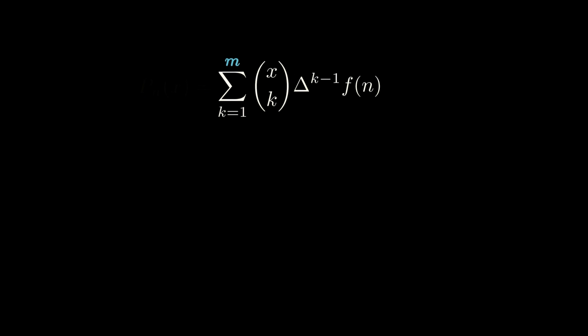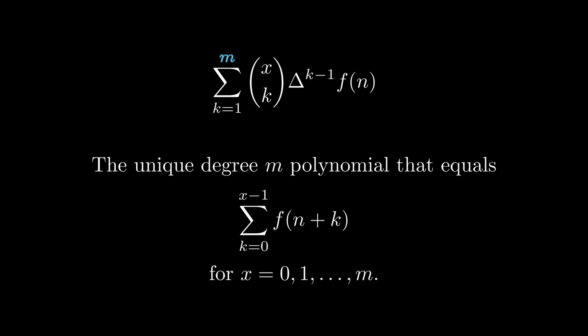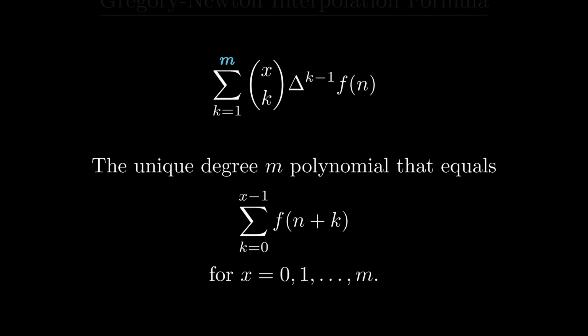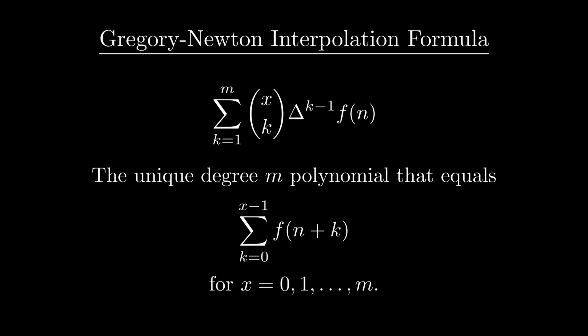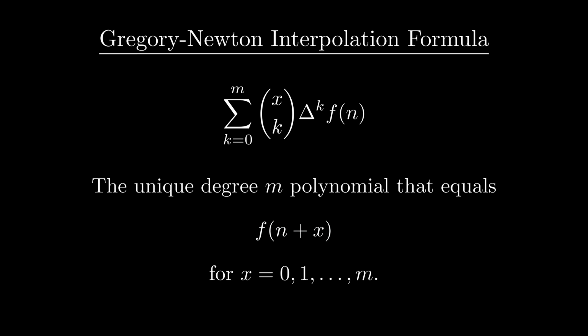In fact, for any m, our formula gives us the unique degree m polynomial that equals the sum for all the points from 0 to m. This is actually a 350-year-old method of polynomial interpolation called the Gregory-Newton Formula. Well, this looks a bit different than what you'll usually see because we're applying the Gregory-Newton Formula to this sum. Normally, it would just be applied to the function, which would look like this.